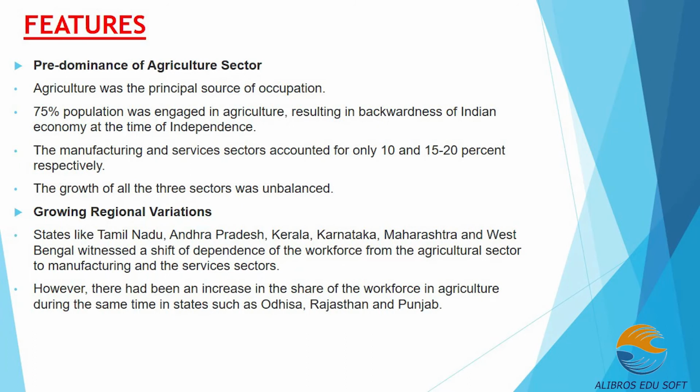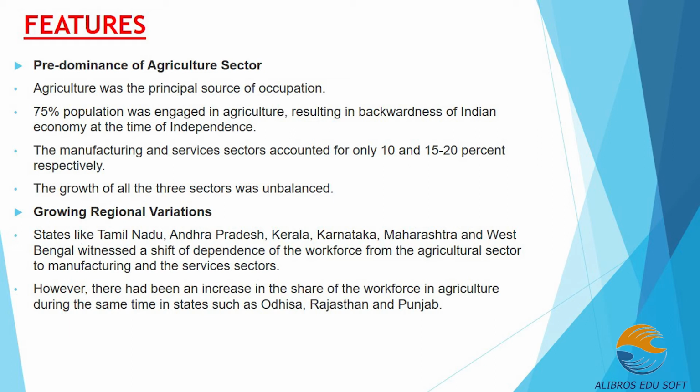Next are the features of occupational structure. We are going to discuss first the predominance of the agricultural sector. In the occupational structure at that time, more than 70%, which means 70 to 75% of the Indian population, or the population in this Indian subcontinent, were fully dependent on the agricultural sector. So the main feature of the occupational structure was the predominance of the agricultural sector. Agriculture was the principal source of occupation of the people in India.